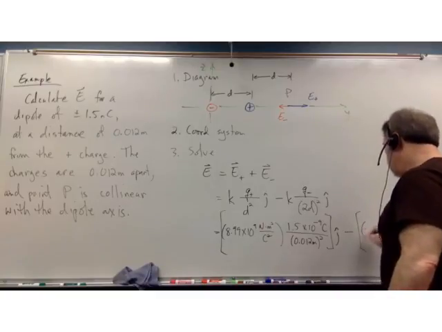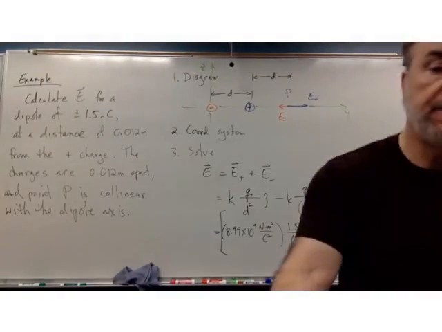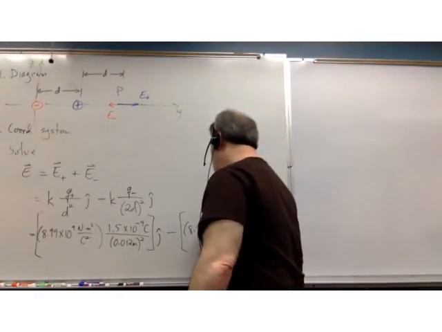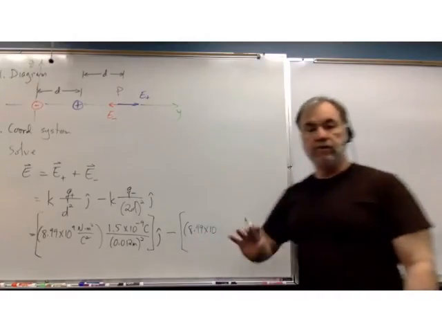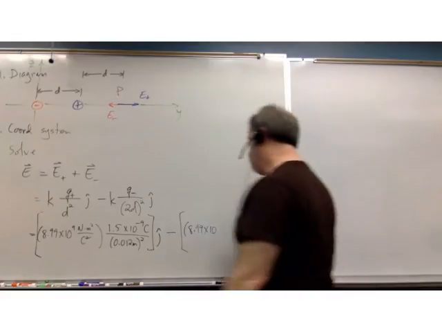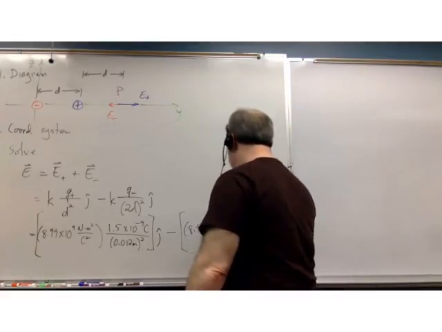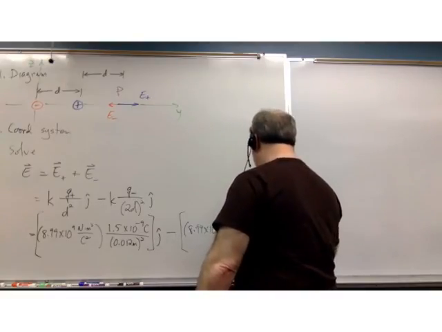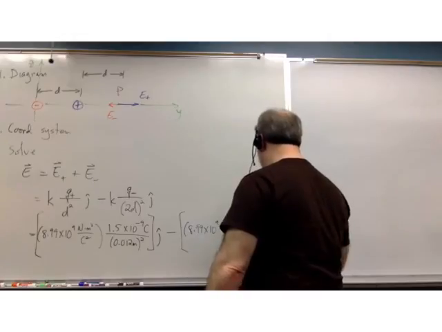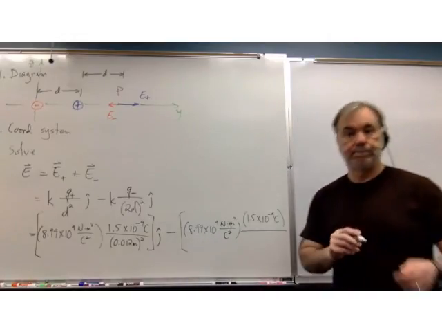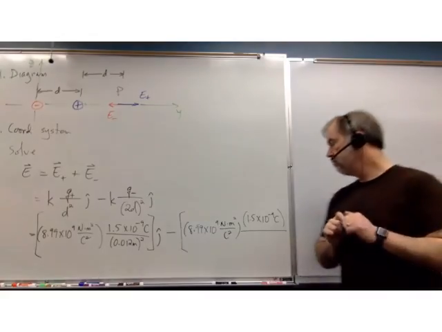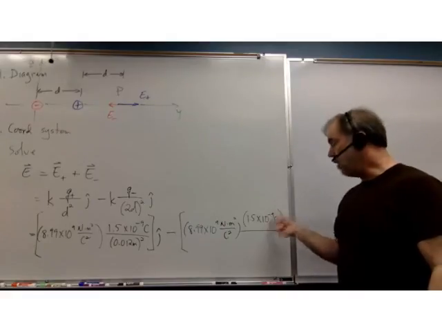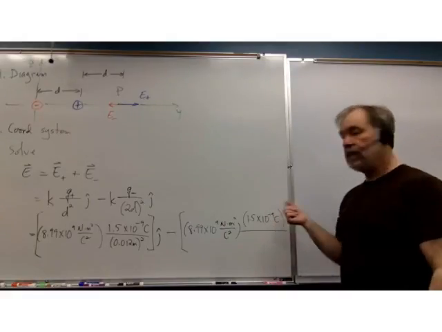Minus, same thing, 8.99. Now, if you're mathematically inclined, you can do factoring and various other clever things to shorten this up, but whatever. 8.99 times 10 to the 9th newton meters squared over coulomb squared, 1.5 times 10 to the minus 9th coulombs over, oh, wait a minute. This is a negative charge. Why am I putting in a positive number? I should put a negative number, shouldn't I?